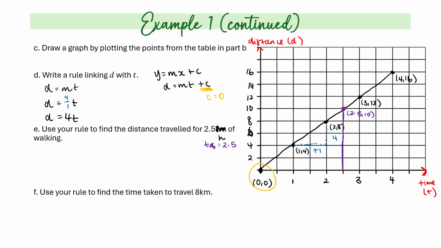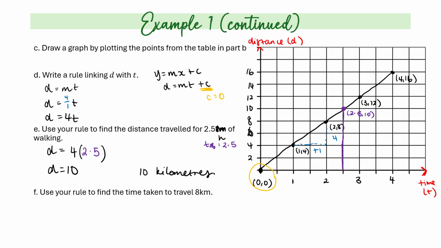If we wanted to use our rule though, I'm going to replace t with that 2.5, okay? So I have 4 times 2.5, which is 10, okay? And then remember that a worded problem needs a worded answer, okay?